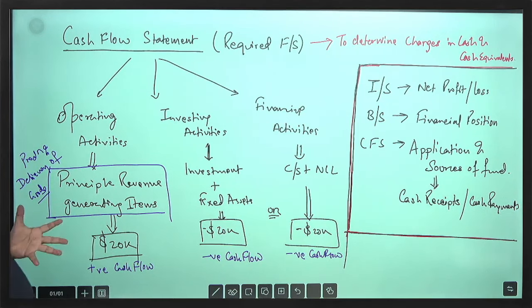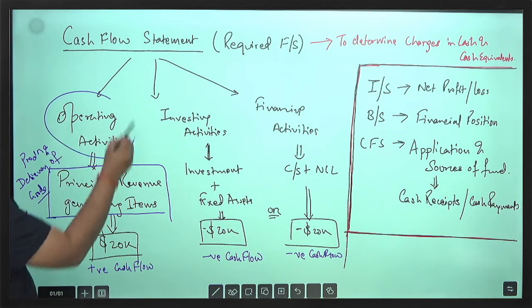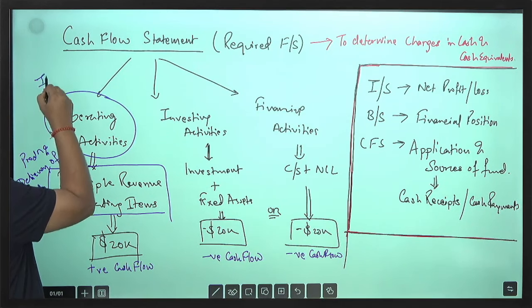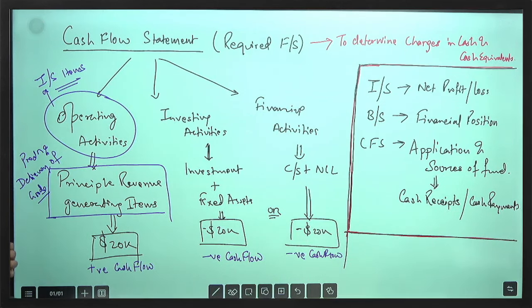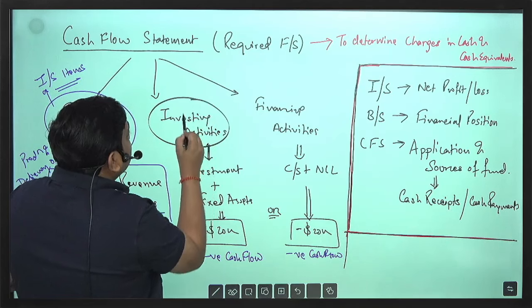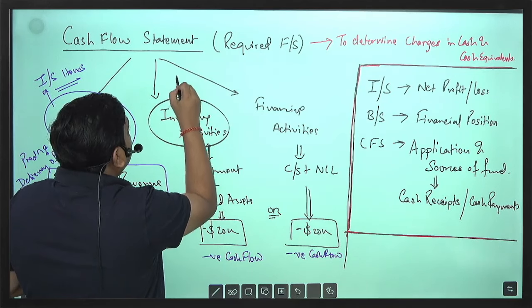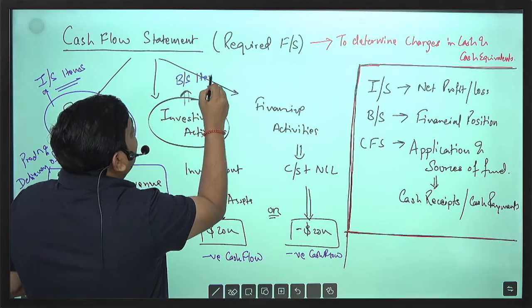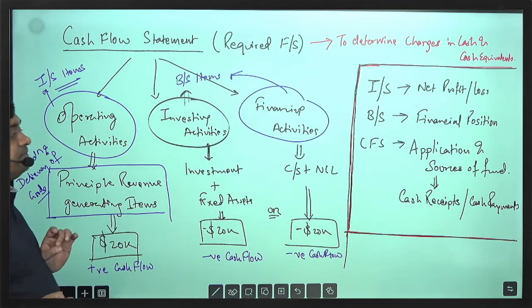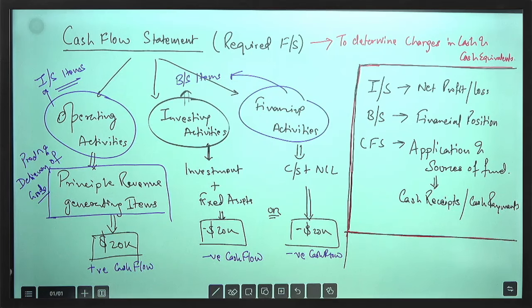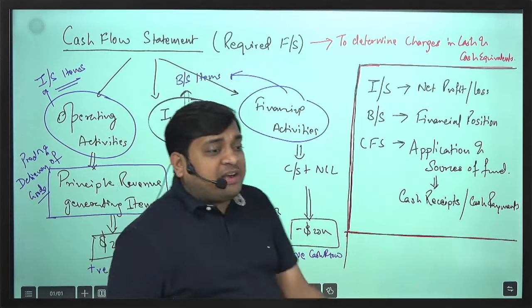So sir, don't you think that this is purely your income statement items? Yes or no? Don't you think this is purely your balance sheet items? Same is this. So operating activity means what cash you have generated during the year.